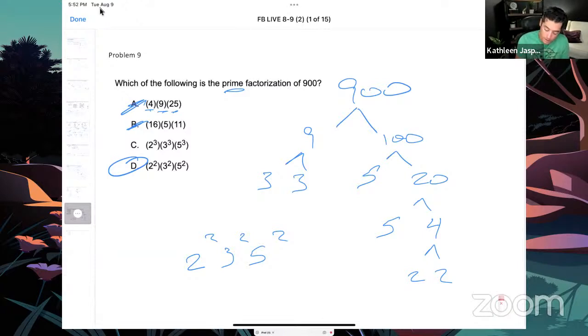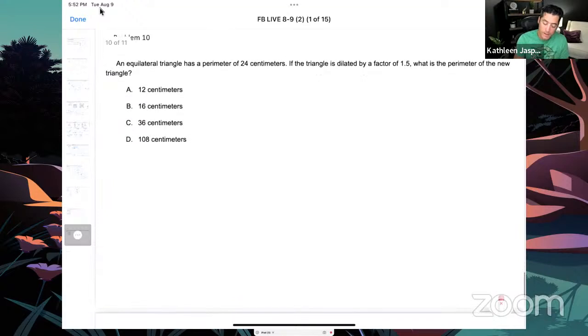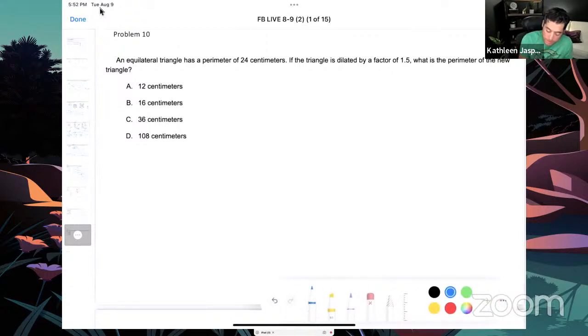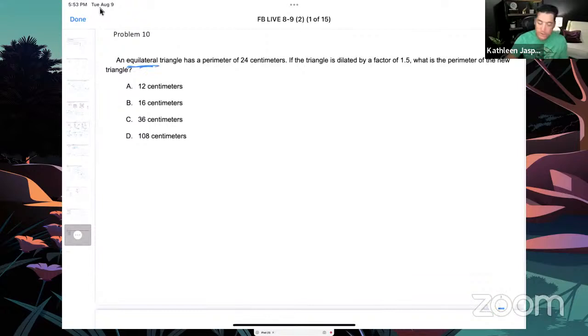All right, and then the last one: I've got an equilateral triangle that has a perimeter of 24 centimeters. If the triangle is dilated by a factor of 1.5, what is the perimeter of the new triangle? Okay, interesting. A lot of these problems, especially the word problems, go back to whether you understand the math terms that they're throwing at you.